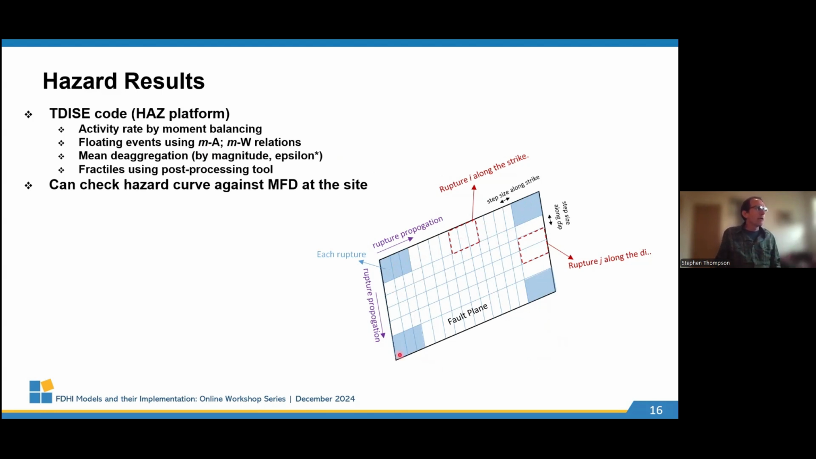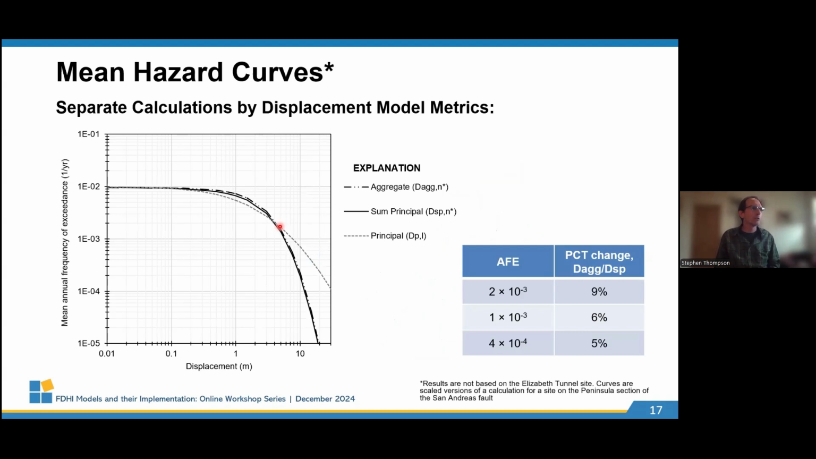One of the exciting things for fault displacement hazard analysis is that we can check the hazard curve that we generate against a separately generated, or comparably determined, magnitude frequency distribution that's solved for a particular point along the fault. So we have some internal checking capabilities. Okay, finally, slide 17, and we're looking at our first mean hazard curves. We have 3 different mean hazard curves reflecting the 3 different definitions of displacement.